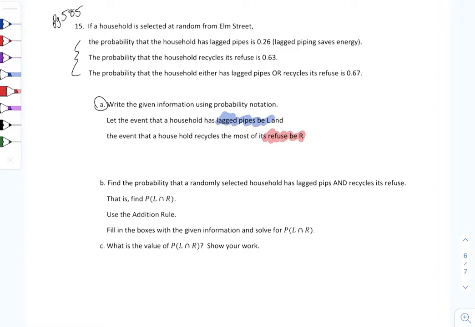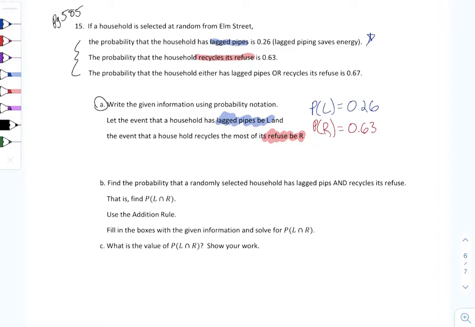And I'm going to go ahead and just color code this. We have lagged pipes, we'll do in blue, the refuse in red. So, I'm going to go through and write this. Let's do the first one. The probability of lagged pipes. So that's just L. The probability of L is 0.26. Same thing with the next one. Probability of recycling the refuse is R, which is 0.63.